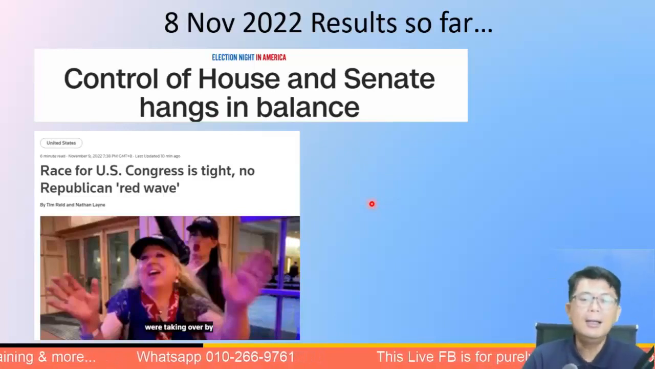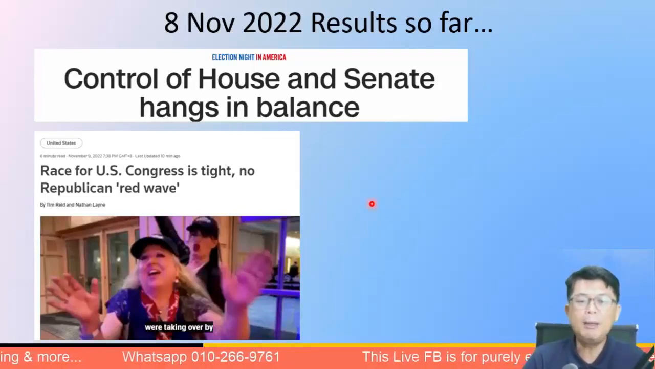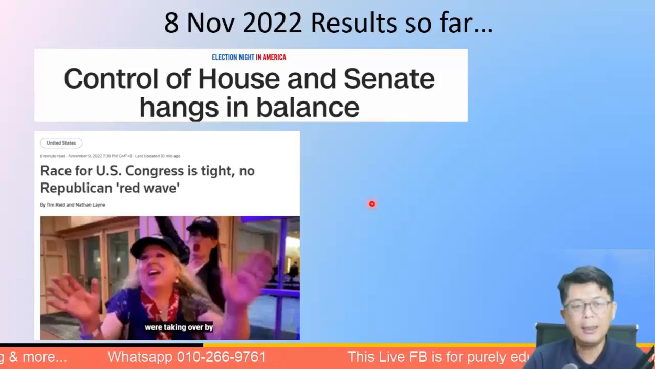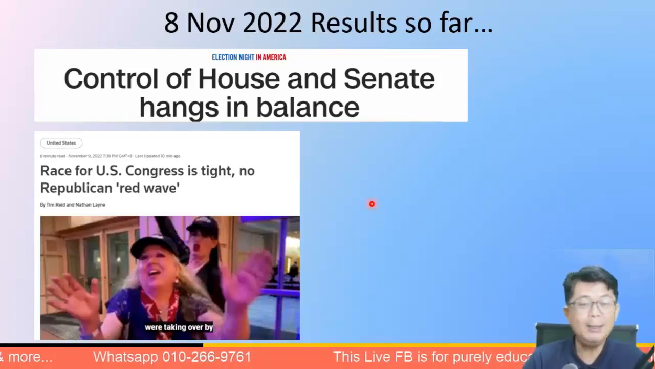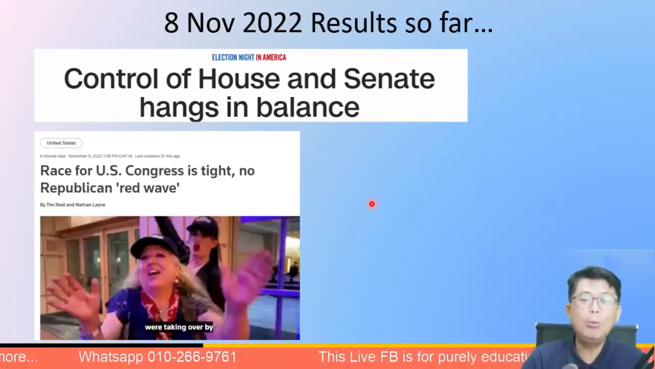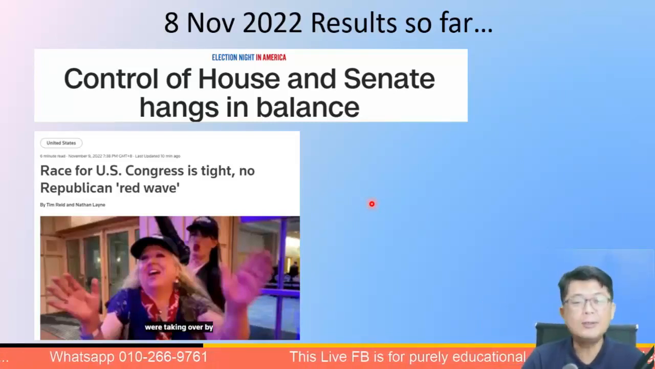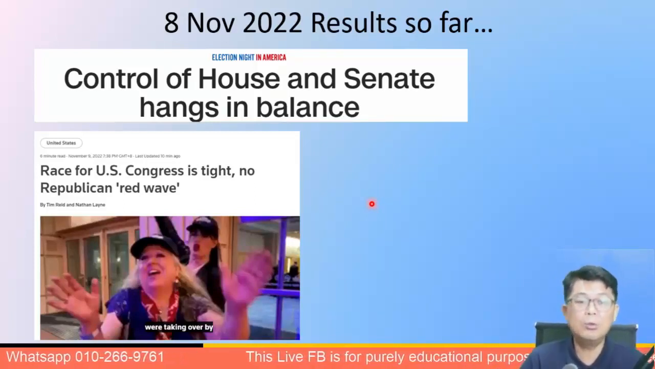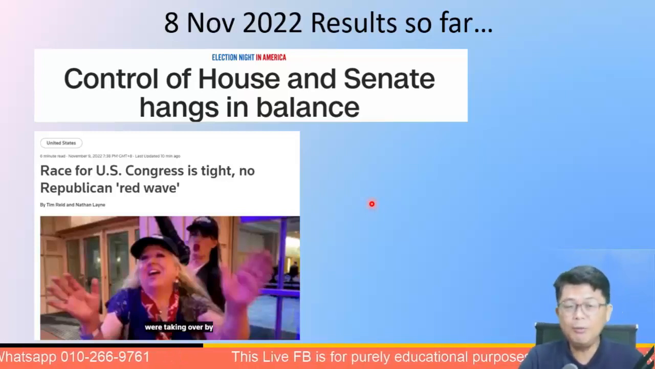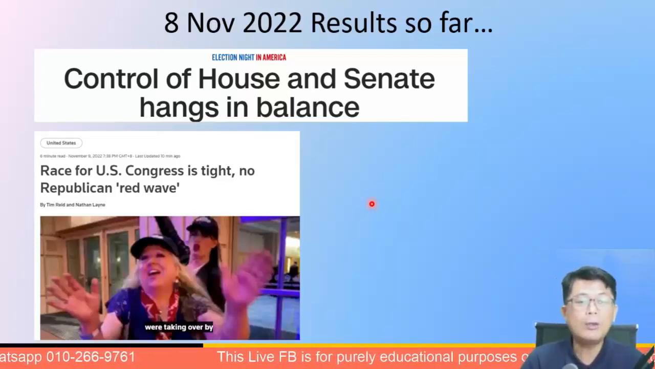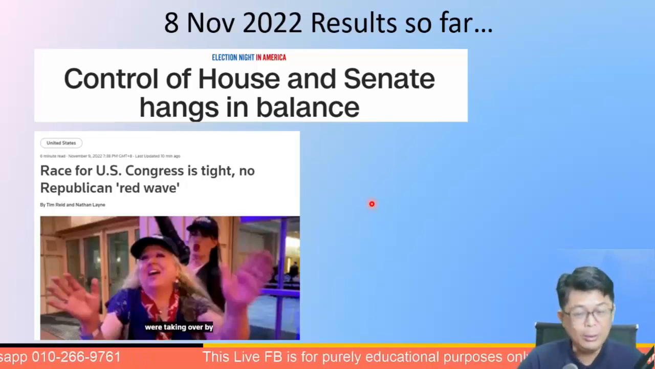Now remember, the early prediction made by Trump as well as the Republicans was the red wave, which means they would sweep everything. They would win both the Senate, which is the 100-seat membership, as well as the 435-seat House membership, which is the big parliament. But apparently it's not so much. It is almost 50-50, neck and neck. The control of the House now hangs in the balance as we speak.